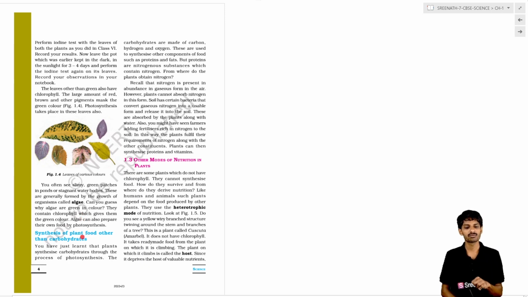Next is the synthesis of plant food other than carbohydrates. Until now what we have discussed is that plants prepare their own food. What have they prepared? They prepared carbohydrates.